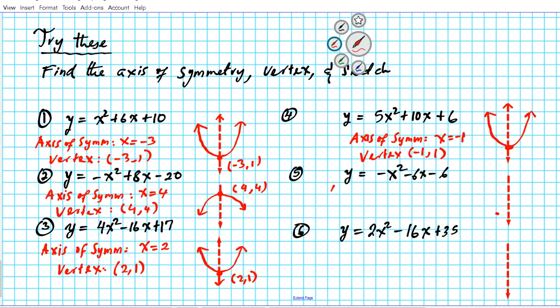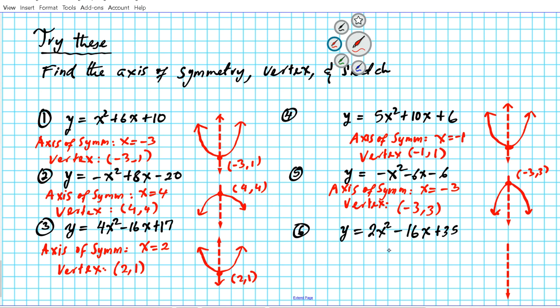For number 5, the axis of symmetry is x equals -3, and the vertex is (-3, 3). And then the graph, this is a sad parabola right here since a is negative. Let's say this point is the vertex, which is (-3, 3). It's going to be opening down like that.